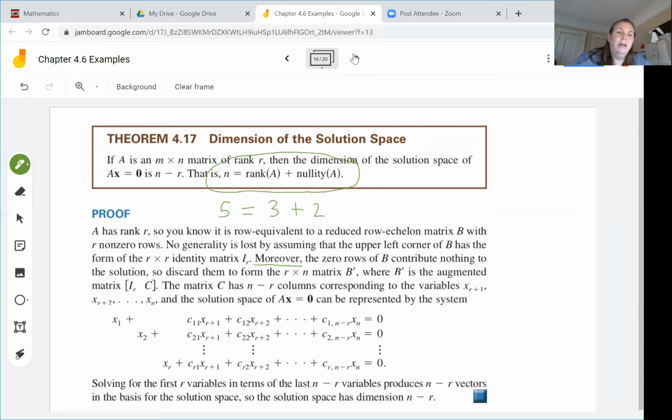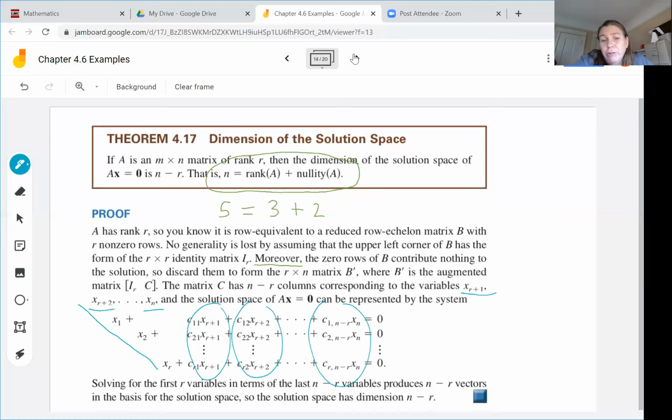So we've got R rows that correspond with the rank of the matrix. And then after that, you've got these extra columns that form the dimension. And so these columns are corresponding to these variables x r plus 1, x r plus 2, through xn. And so that's going to be how we find the solution space. So this is going to correspond with the free variables.